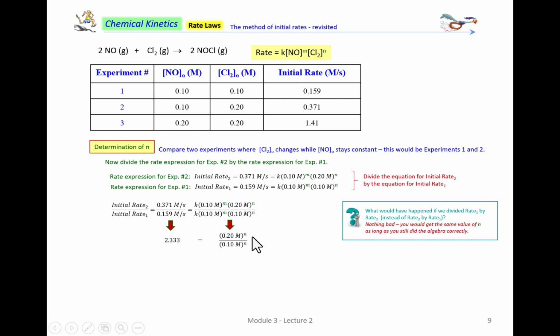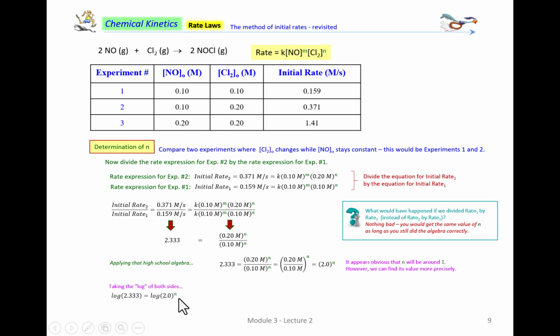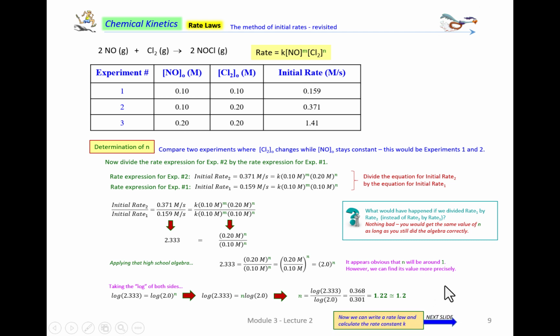So let's continue to solve here. We can see that this equation turns into 2.33 being equal to 2 to the n power. And as you can see, n would be very close to 1, but again, we can get it more precisely. We'll take the log of both sides, bring the n down in front right here, and then solve for n. And we get a value for n of 1.22, or around 1.2. So now we can write a rate law and calculate the rate constant.